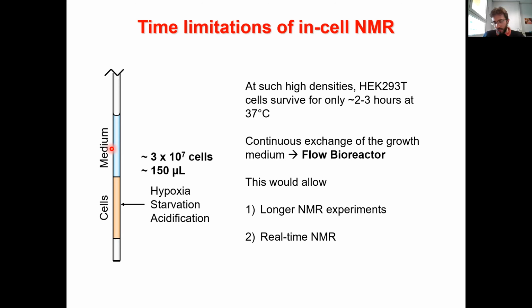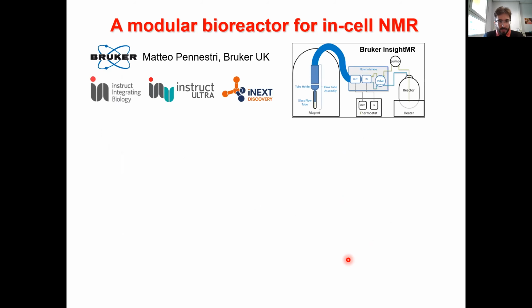To overcome this issue and increase the lifetime of the sample, there is the need for a flow bioreactor, which has been developed by several groups. It has been shown that it can really overcome this problem and allow much longer NMR experiments. That was the main objective of the previous studies, although there are some really nice examples by Alex Shechtman of real-time NMR applications of a bioreactor. And that is exactly what we wanted in this case: to monitor these protein-ligand interactions in real time in living cells.